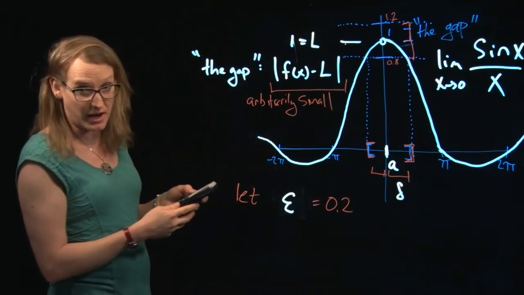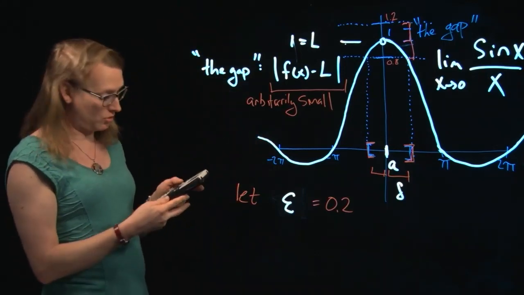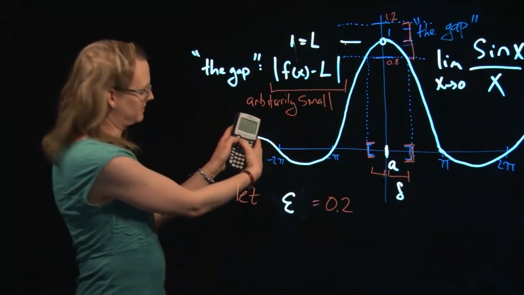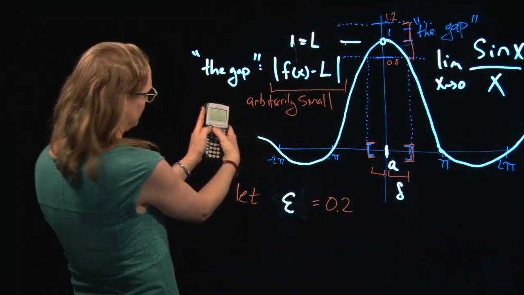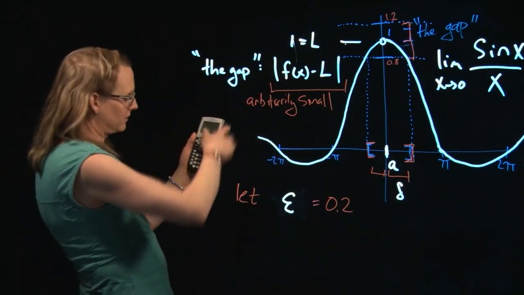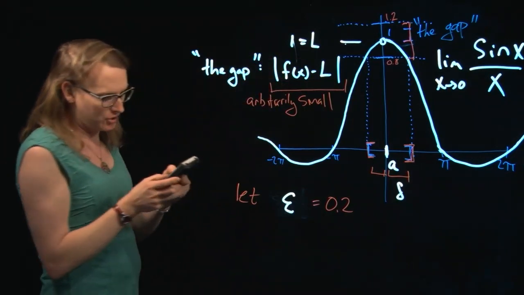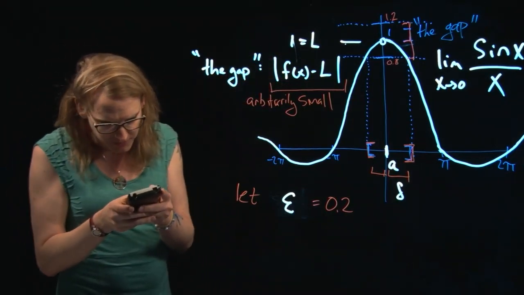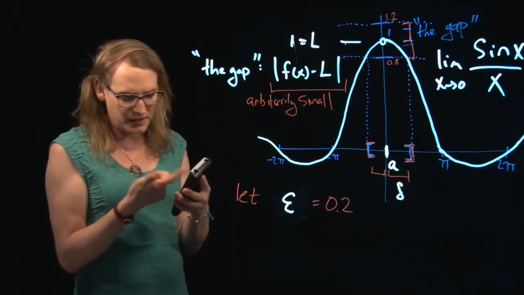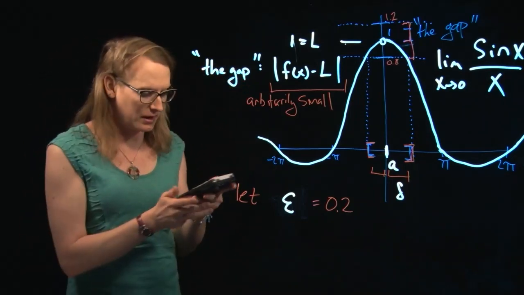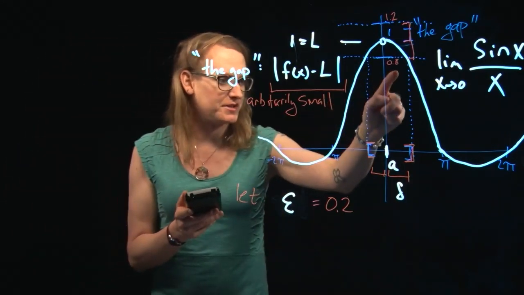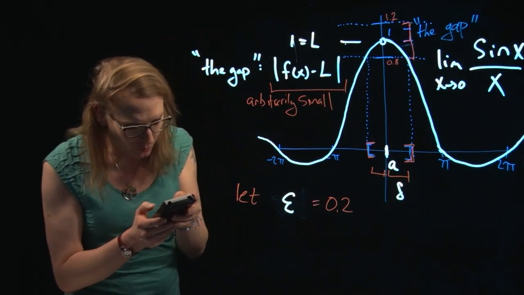And now I'm going to push trace. That's going to give me a little cursor, and it's attached to my curve. I'm going to push my left and right buttons, and that's going to move the cursor left and right, up and down, and it's going to trace out the curve. I'm starting at x equals 0, and it's not giving me a y value because it's not defined there. And I'm just going to move to the right until I get down to 0.8 in the y value.